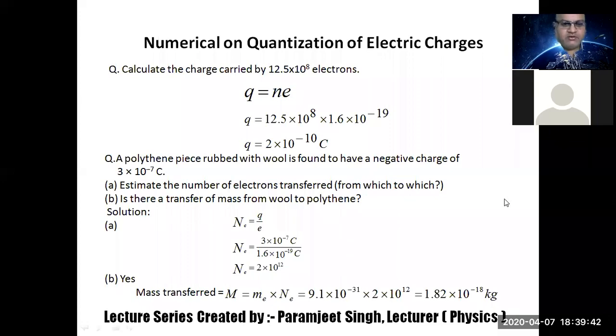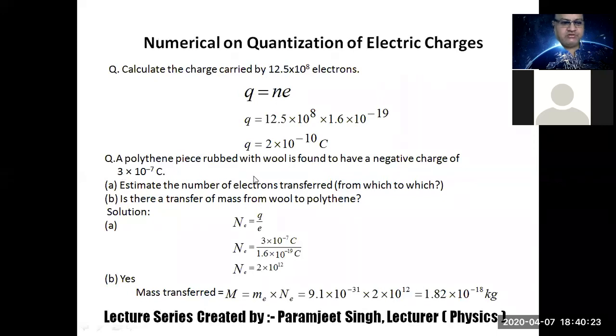Very simple. Q is equal to n e, number of electrons 12.5 into 10 raised to power 8. Put it here, and charge on one electron is 1.6 into 10 raised to power minus 19. Remember this always. Charge on electron is 1.6 into 10 raised to power minus 19 coulomb. If in the question this is not given, you should still know it. This is the basic thing. Multiply and solve, this much charge is there. So these number of electrons carry this much coulomb charge.